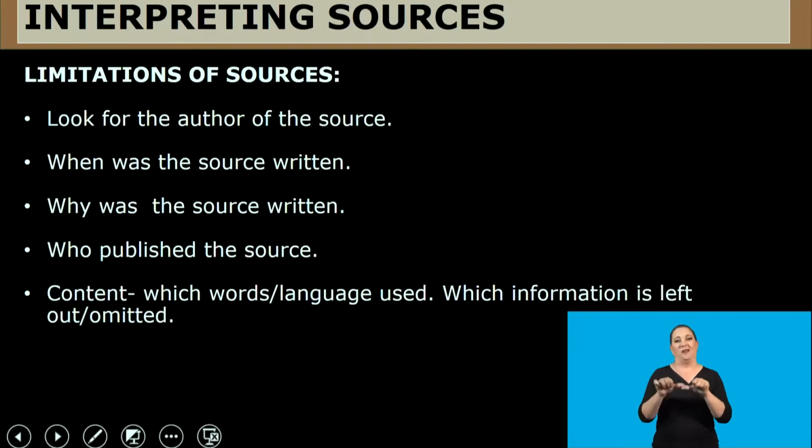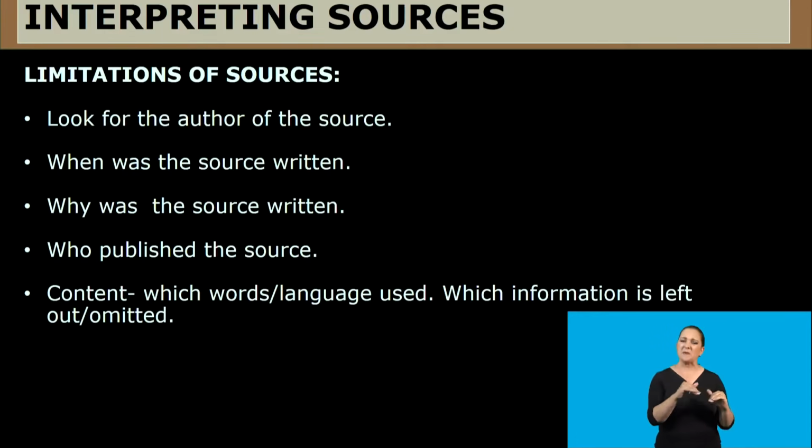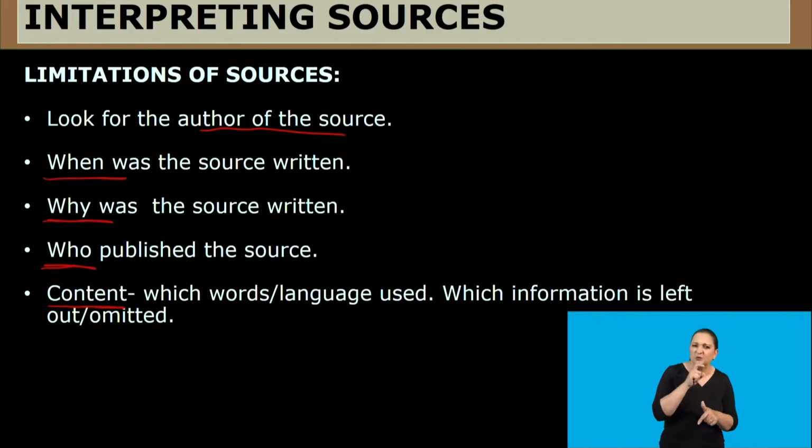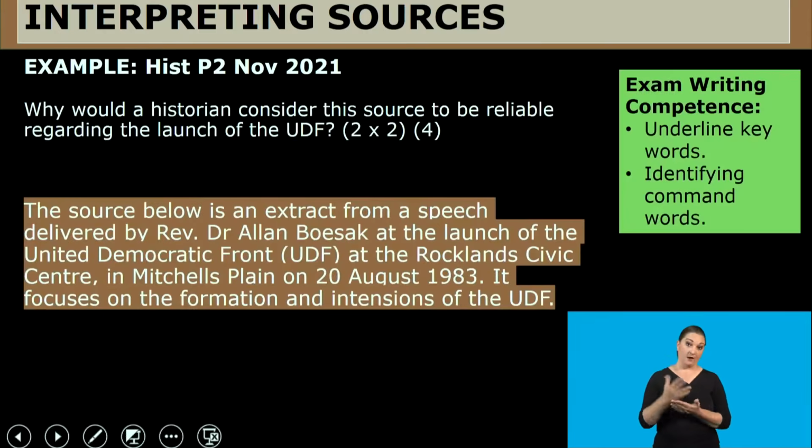Now, when you're looking at limitations of the sources, you have to look for the author of the source. You have to know when the source was written, why it was written, who published it, and then you look at the content. Which words or language are used, which information is left out. That will help you interpret the source and also understand what it is about. Later on, when you ask for limitations, also understand that.